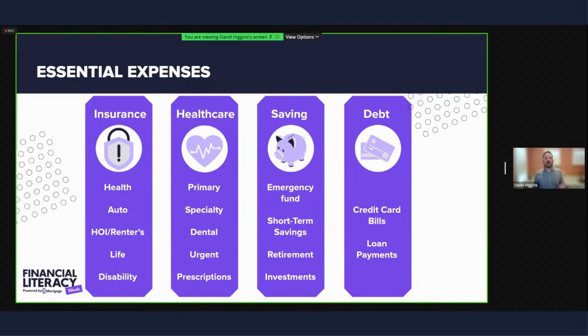7 of 8, savings. This would consist of any sort of deposits that you would make towards an emergency fund, maybe toward a retirement fund or some other sort of savings goal or plan. It can also include a lot of investments as well.